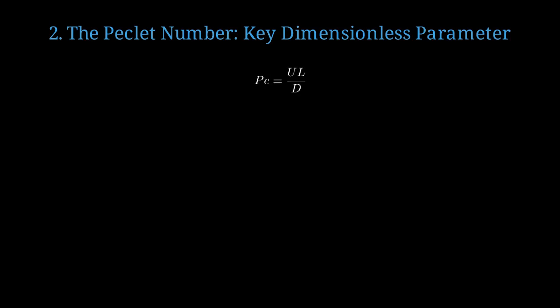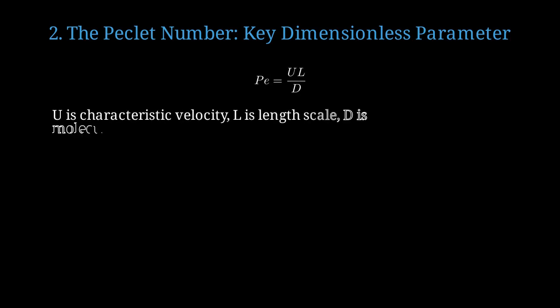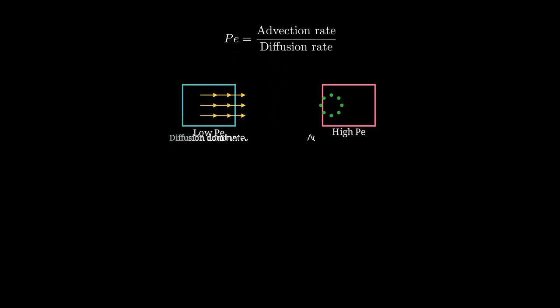The Péclet number equals velocity times length scale divided by diffusivity, where U is the characteristic velocity, L is the relevant length scale, and D is the molecular diffusivity of the species being mixed. Physically, Péclet number represents the ratio of advection rate to diffusion rate. At low Péclet numbers, diffusion dominates and mixing occurs readily. At high Péclet numbers, advection dominates, and we must rely on chaotic stretching to thin fluid filaments until diffusion can act.